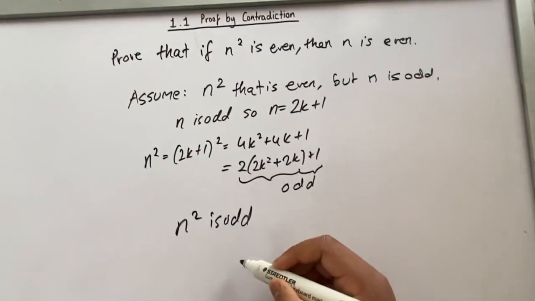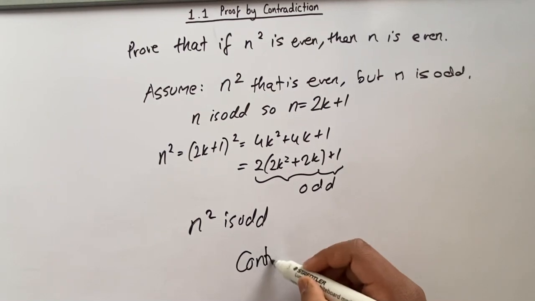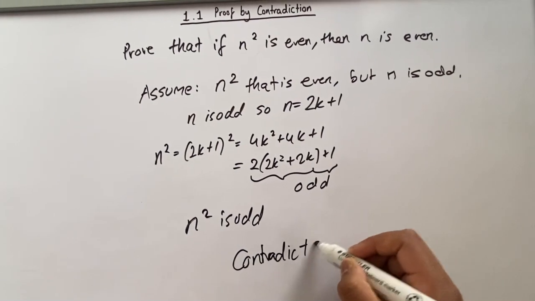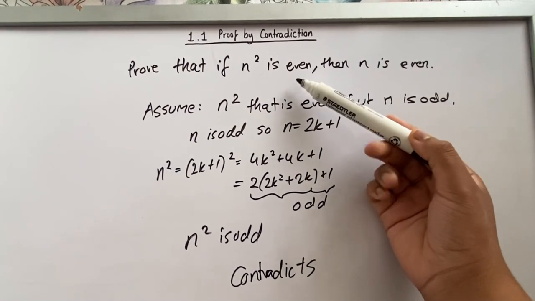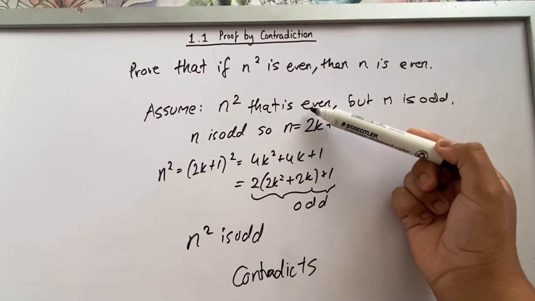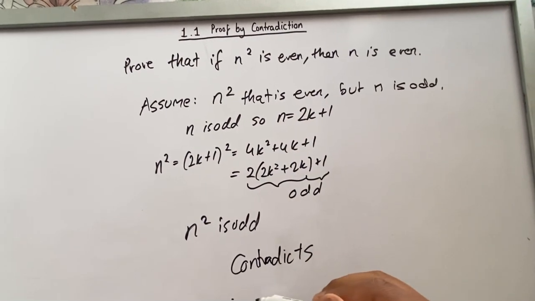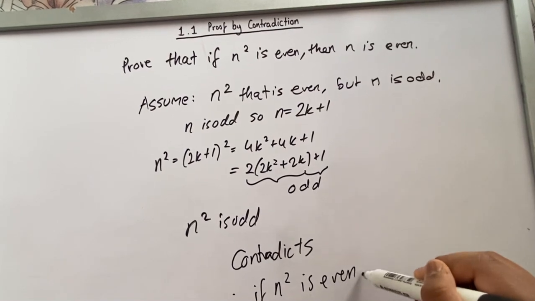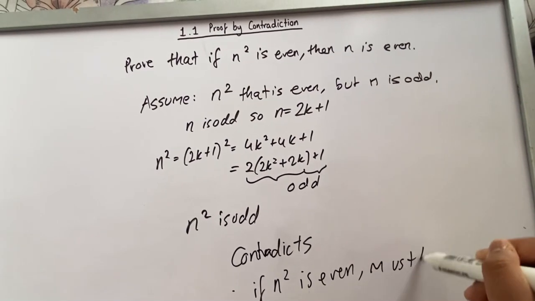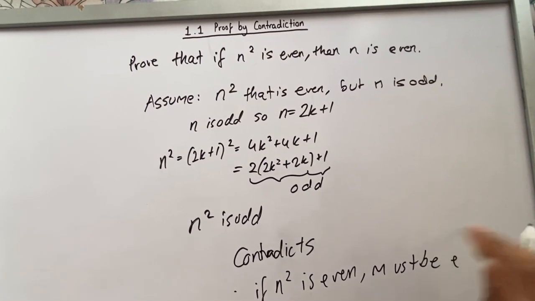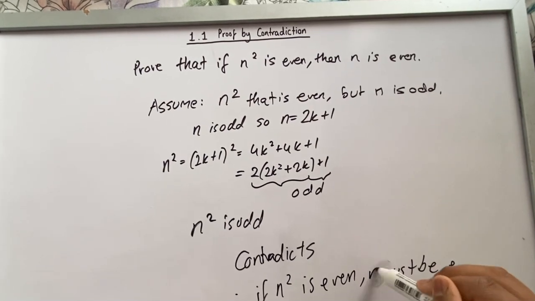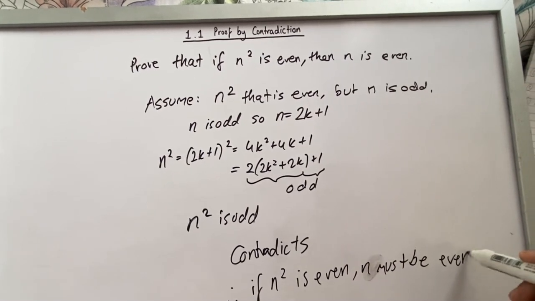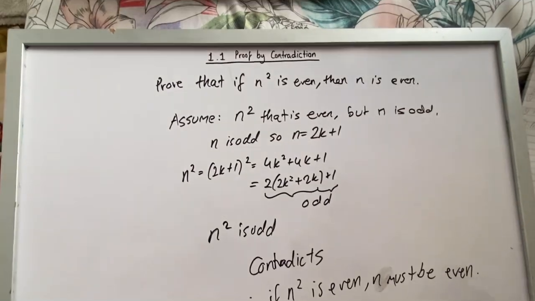That contradicts the original assumption that n squared is even. Therefore, if n squared is even, n must be even also. Let's do another example.